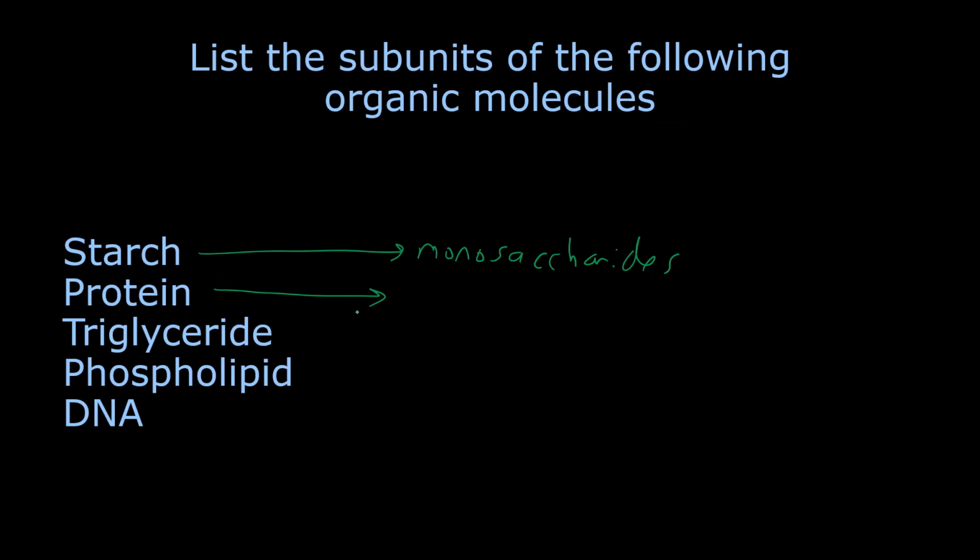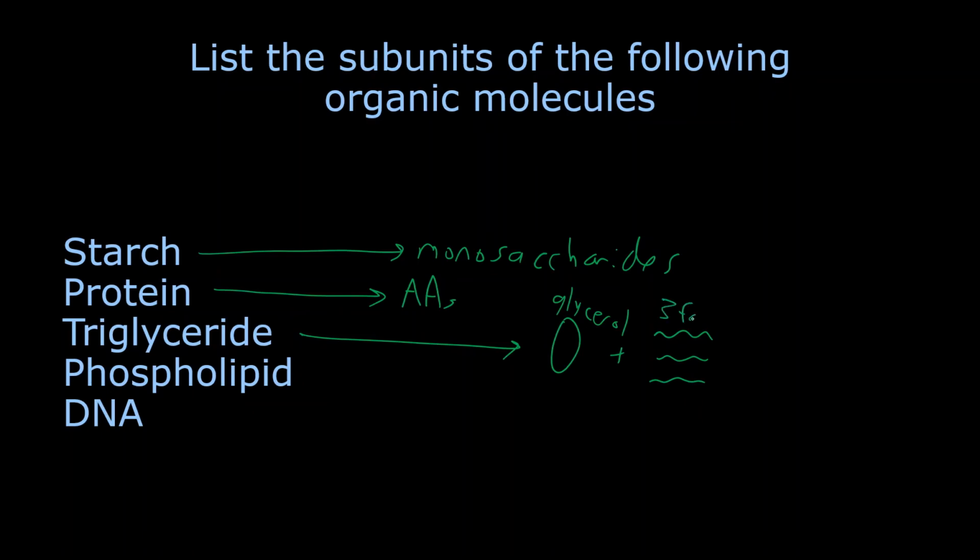A protein is a string of what? Amino acids. So I'll just kind of cheat and put AAs. Protein breaks down into amino acids. Triglyceride is a glycerol, and it's got a glycerol head plus 3 fatty acid tails, 3 caterpillars.